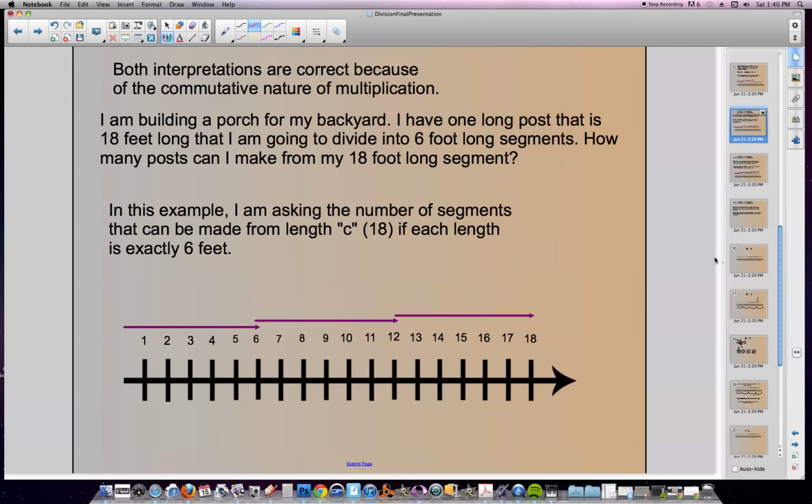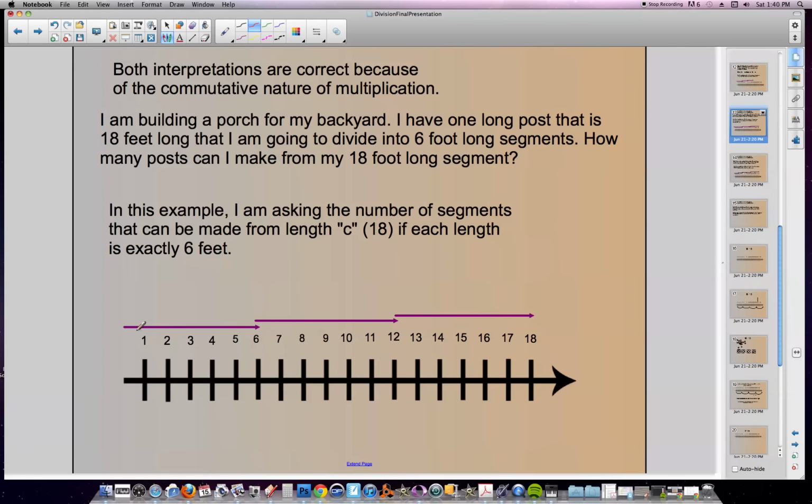Both interpretations are correct because of the commutative nature of multiplication. If I'm building a porch for my backyard, and I've got one long piece of wood that's 18 feet long, and I'm going to divide it into 6-foot-long segments, how many posts can I make? Well, in this example, we're taking 18, and we're saying I need each segment to be 6 feet.